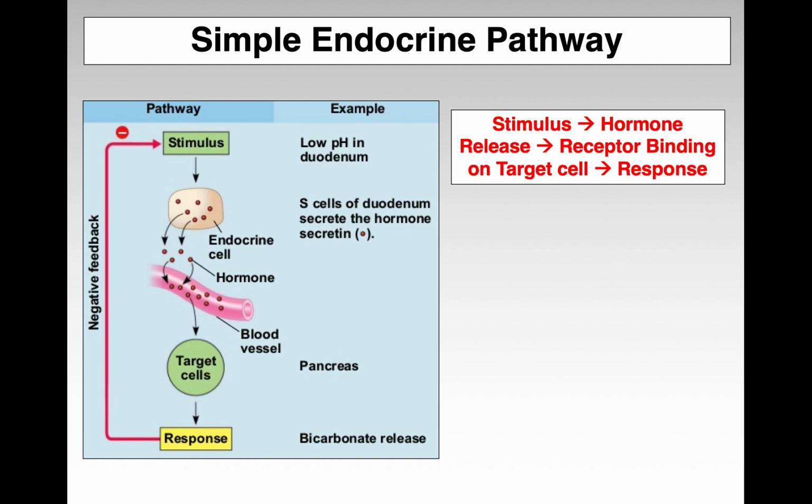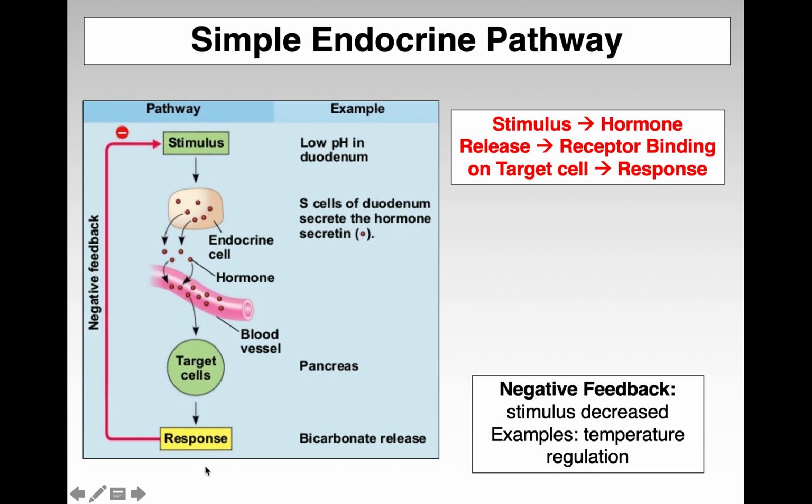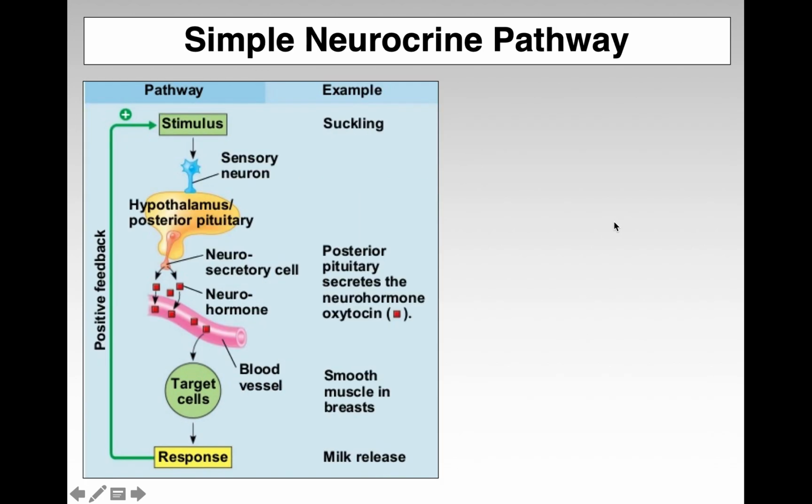So simple endocrine pathways result from a stimulus that results in hormone release into the blood. Target cells then have receptor binding, and then you get a cellular response. Very often you have feedback with endocrine systems. In this example, we have a negative feedback situation where the response is going to be to turn off that stimulus. An example is temperature regulation.